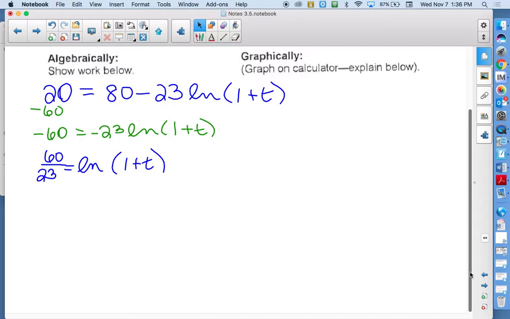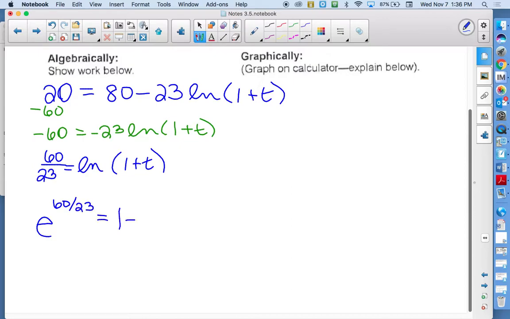After we have the natural log by itself, what do you do next then, Kate? You convert it to e to the 60 over 23rd equals 1 plus t. Good. So you've exhausted all the possibilities of working with it as a natural log. You got it by itself, but there's nothing else you can do as it's listed in this form. So we convert this because the natural log really has a base of e. So e to the 60 23rds is equal to 1 plus t, or t would be equal to e to the 60 23rds minus 1.